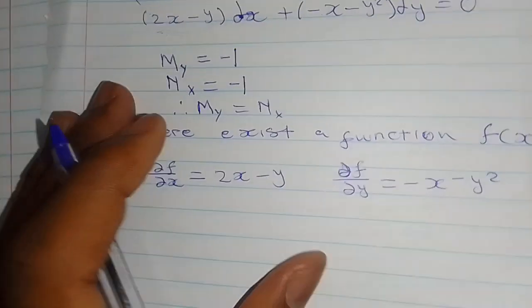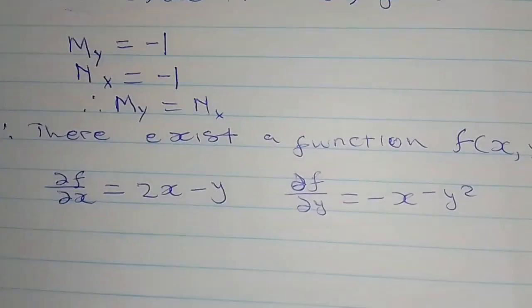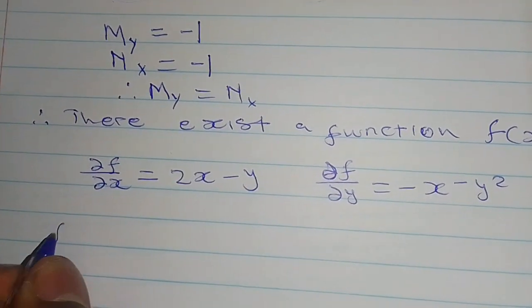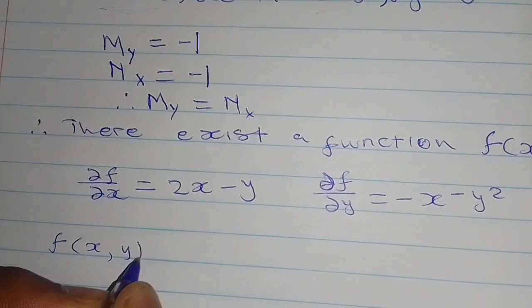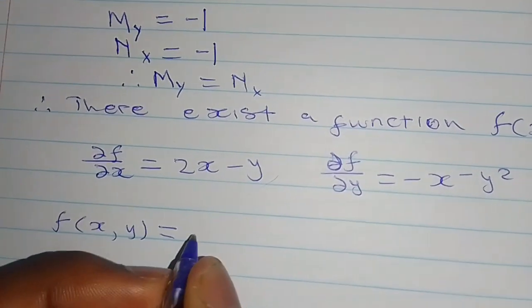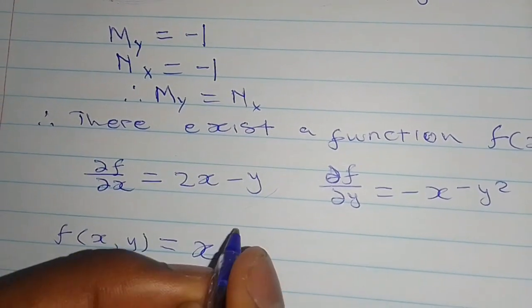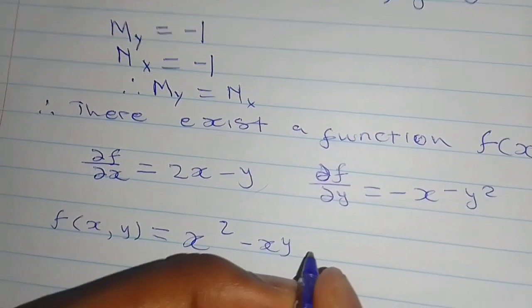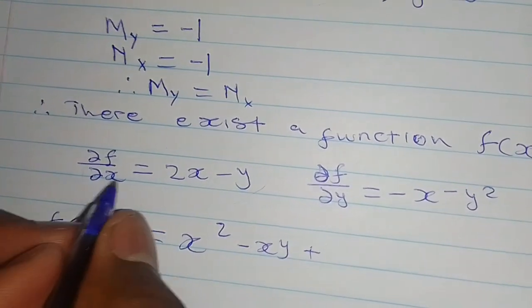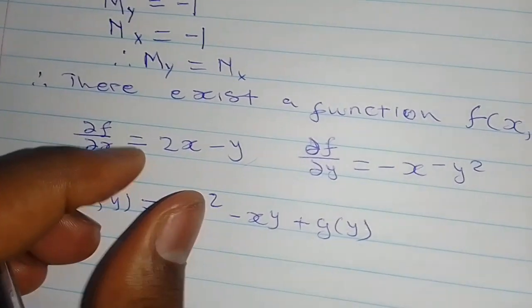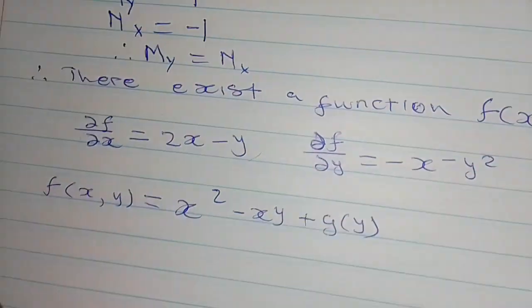Now, which equation is easier to integrate? Both of them are equally easy to integrate, so I'm just going to take the one with x. Therefore, you have f of x, y, and I'm taking this one with respect to x. The integral of 2x with respect to x is x squared. The integral of minus y with respect to x is just going to be minus xy. Then you add your constant c. Since this is a function of x, your constant will be some function of y, or you can write g of y, that is fine.